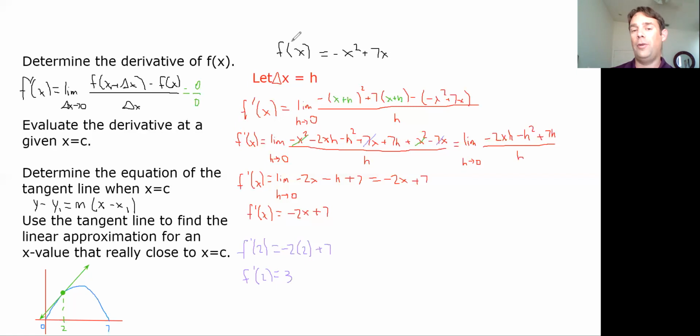Well, to get my y value, just go back to the original equation. I need to know what that value would be. So I'm going to go back to the original equation, just going to plug 2 in here. And that would be negative 2 squared plus 7 times 2. So we plug everything in here.